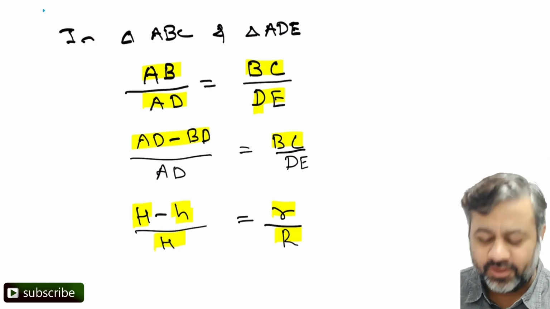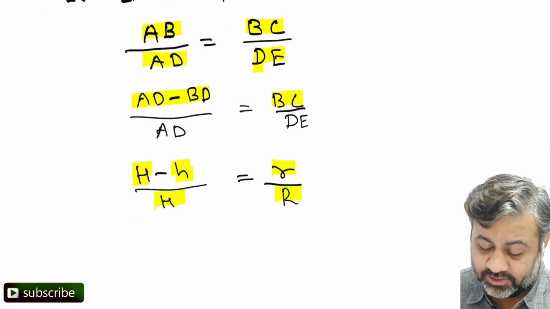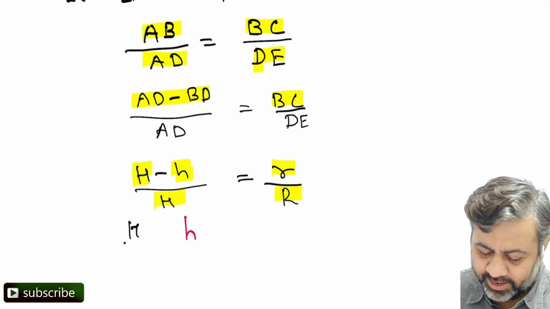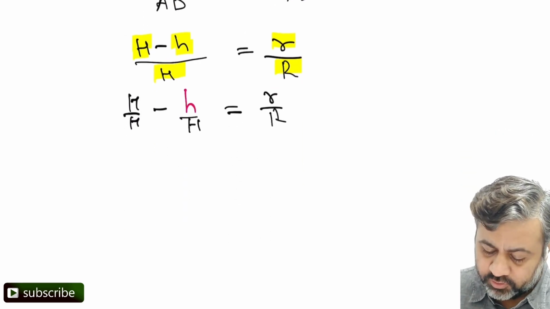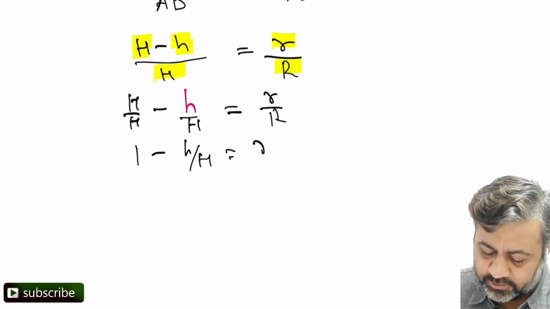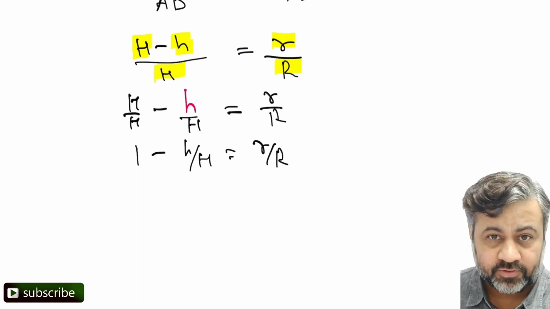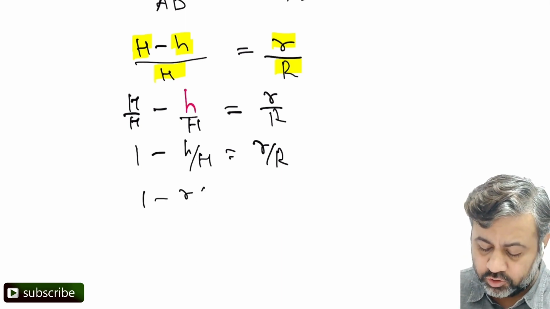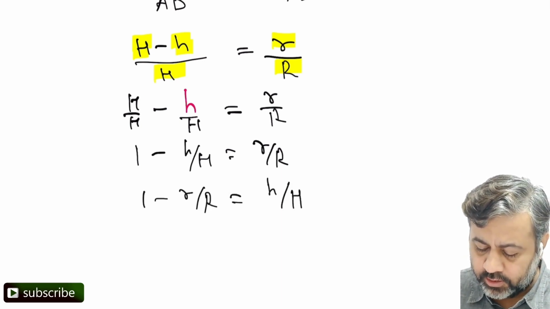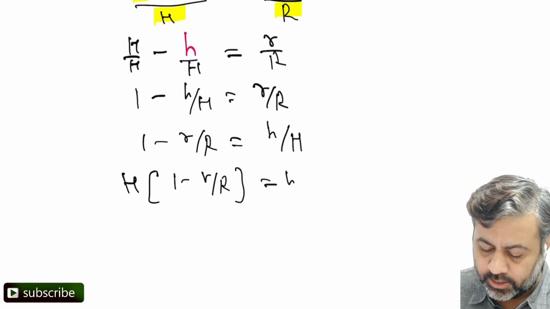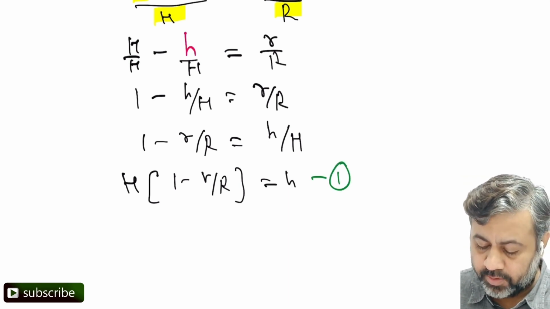Now this will help me to write small h in terms of small r. Observe how we do this. So I write (H minus h) upon H equal to r upon R. So this is 1 minus h by H equal to r by R. I want to write small h in terms of small r. This needs to be understood very nicely. So I am saying 1 minus r upon R is h upon H. So capital H times (1 minus r upon R) is h. This is going to be my equation number 1.